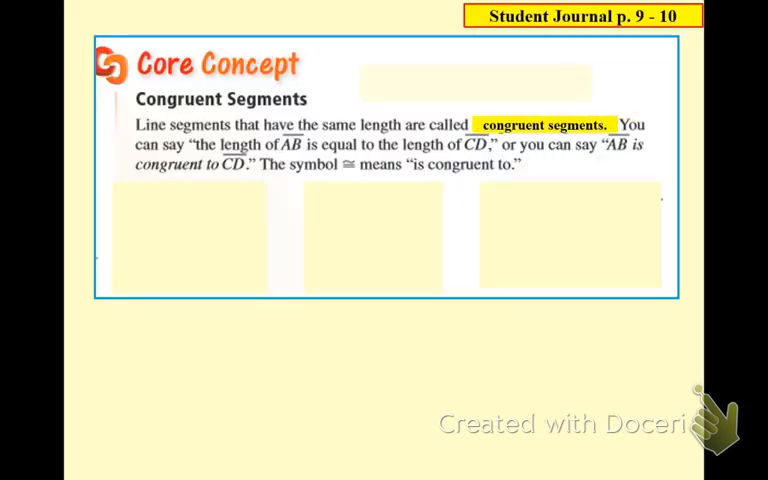All right. We're going to learn a new word. This word will be carried all throughout geometry. It's called the word congruent. Line segments that have the same length are called congruent segments. I believe that is on your paper. So when they have the same measure, that's called congruent. So instead of saying the length of AB is equal to the length of CD, you would say AB is congruent to CD.